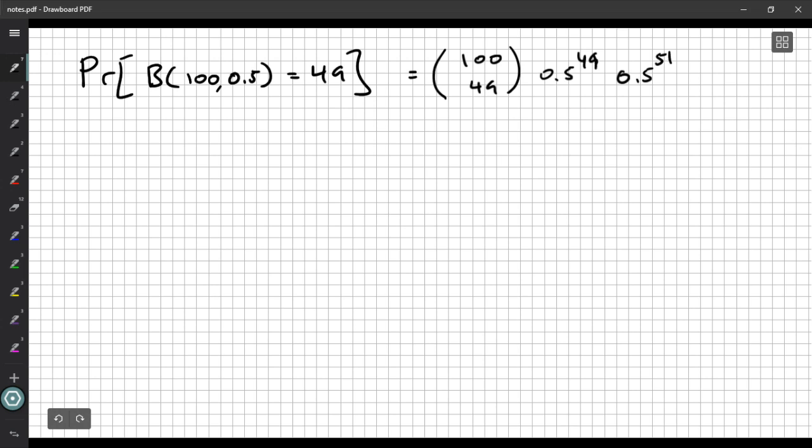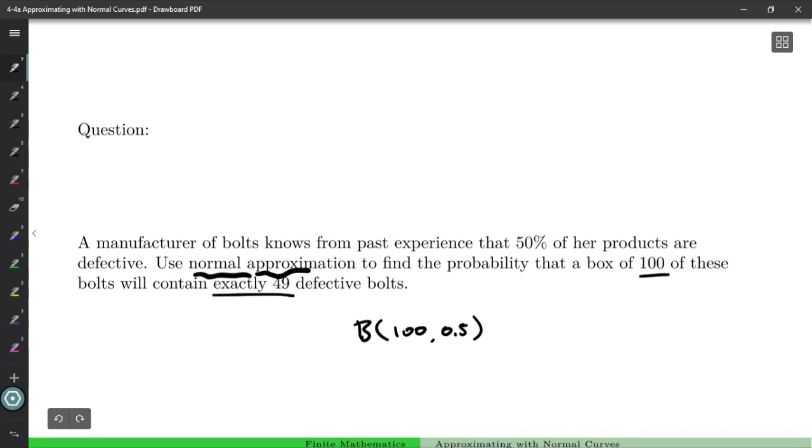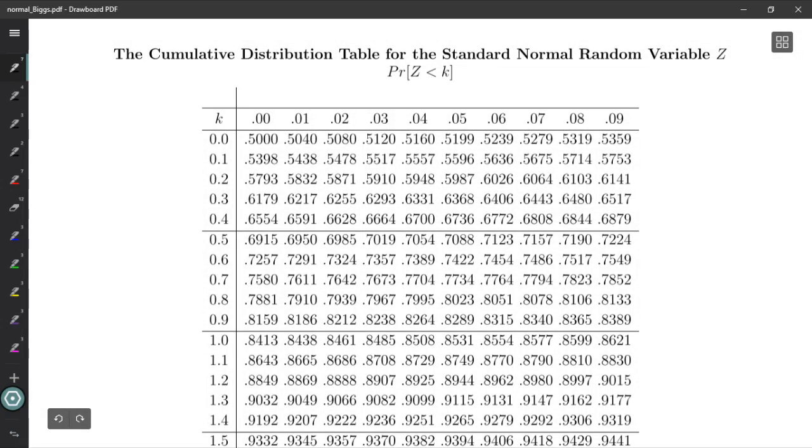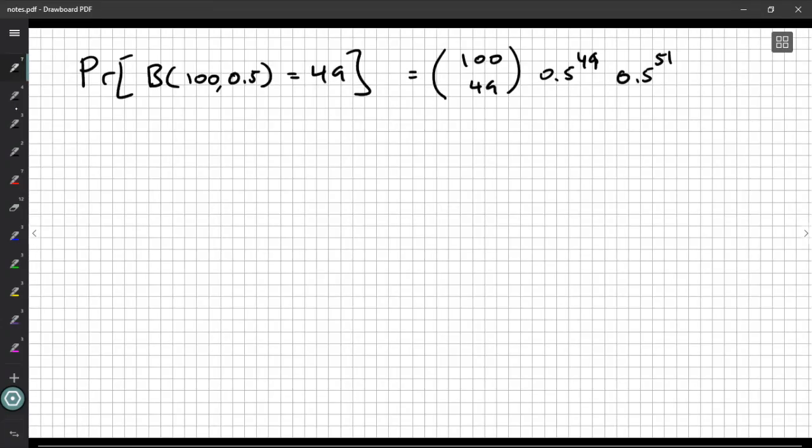But even if you gave me a calculator, this would be a very hard thing for me to calculate. 100 choose 49 is a really big number. 0.5 to the 49, 0.5 to the 51, these are really small numbers. So they will balance each other out, and there will be a probability, but I have no idea what that would be. And it's not easy for me to calculate. And furthermore, if we look at the question, they specifically say use normal approximation, not the formula that you've learned in the past.